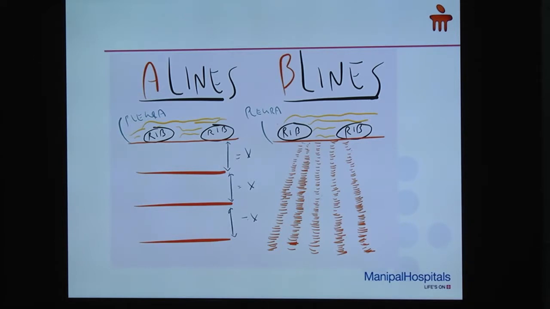They are shown here. One is A line and another one is B line. A line is basically, this is a schematic representation. This is the intercostal space. This is the pleura. These are A lines. Basically, they are a reflection of the pleural line, and they will be at equidistance to each other. And B lines, they also start from the pleura, but they will be vertical lines like this.